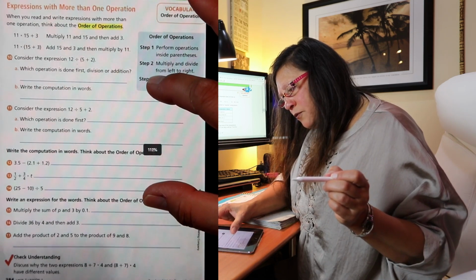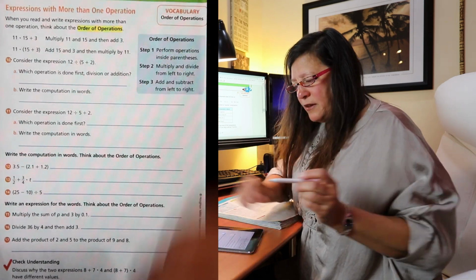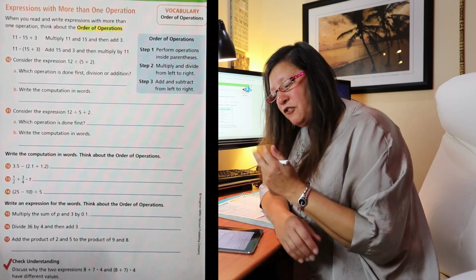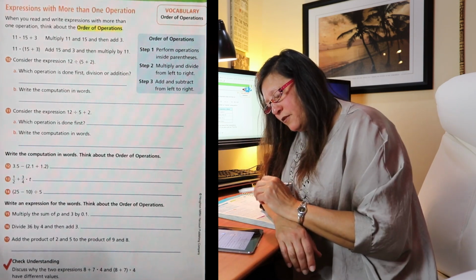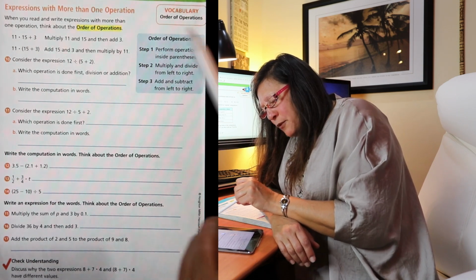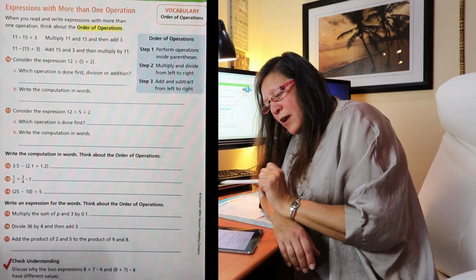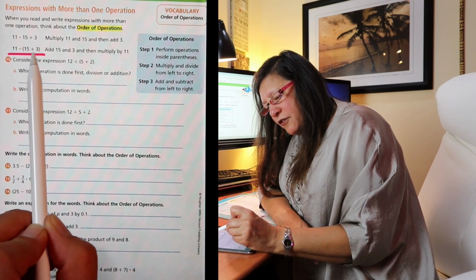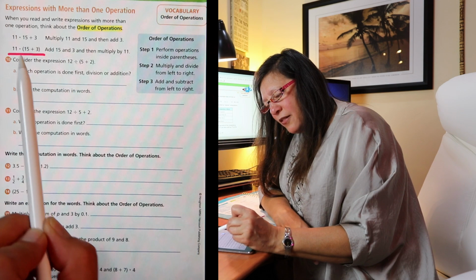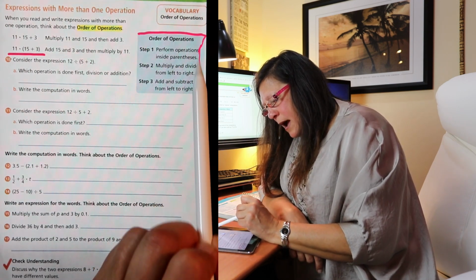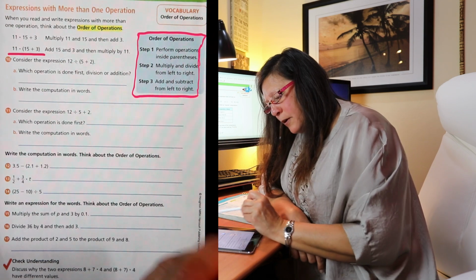All right, expressions with more than one operation. Sometimes, now we did have one on the previous page that had 2 multiplications, but it was the same operation. It was just multiplication. But sometimes, in the order of operations box here, you have more than one. For example, here you have 15 plus 3 times 11. Okay, we have to go back to our order of operations box here and do it in order.